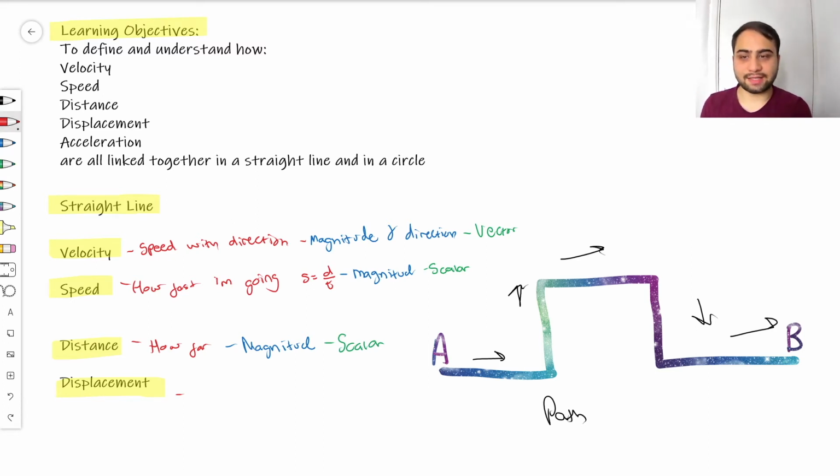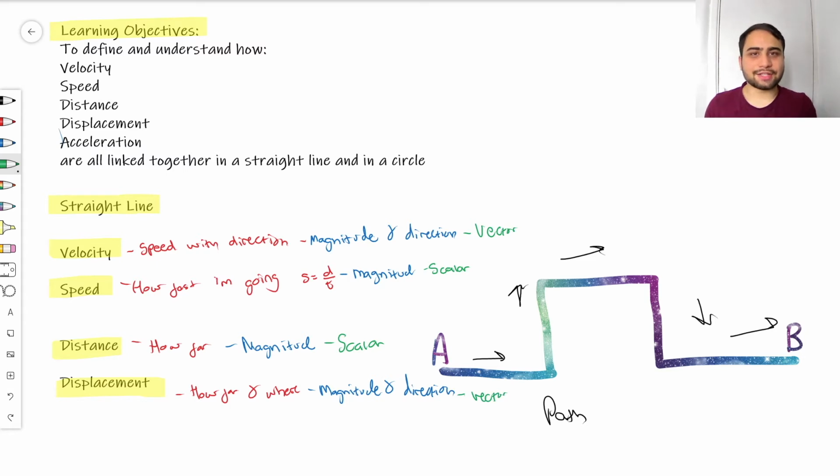So now we have displacement. So this is how far and where, okay? So what direction have I gone? Now, this is magnitude, right? How far and direction. And so this is a vector quantity. Vector, ooh, I'm going over my path. Oh well, okay. So now let's have a look at how we can construct a velocity equation.